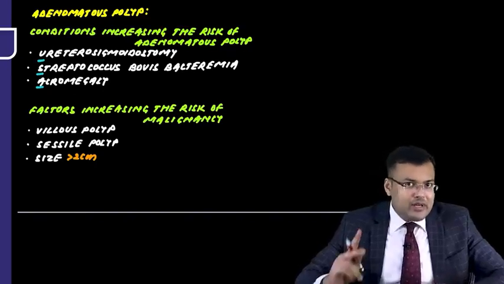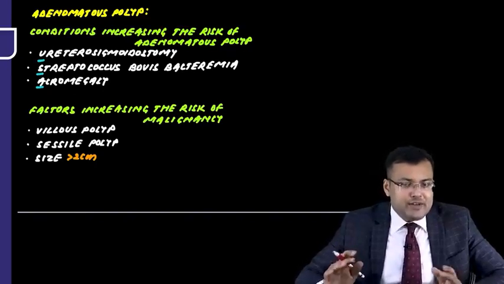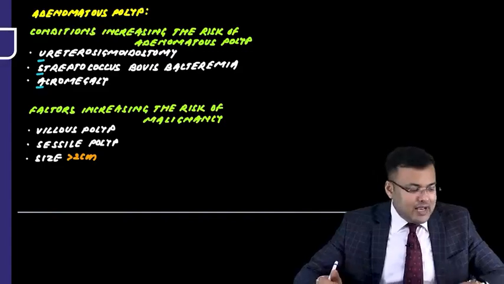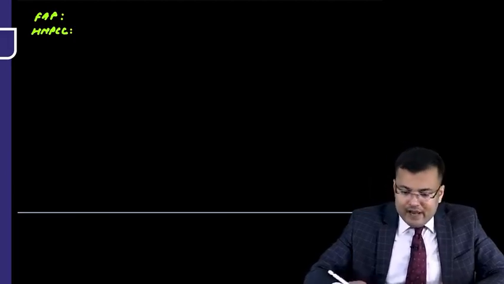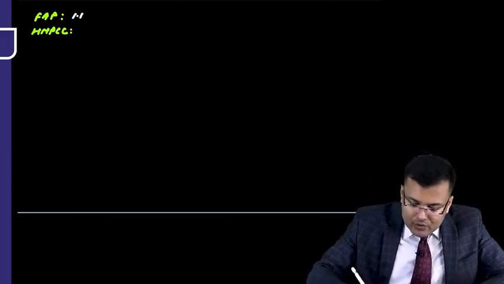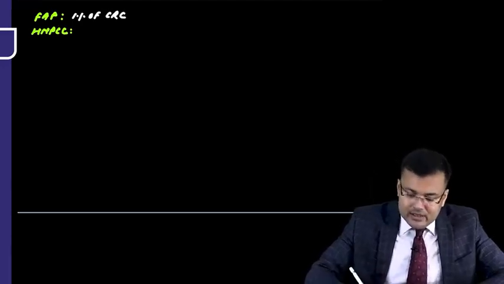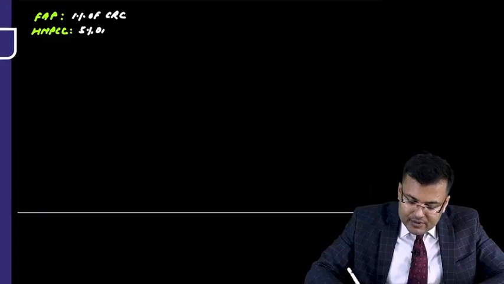Another important point, there are two polyposis syndromes which are frequently asked, associated with adenomatous polyp. One is FAP and second is HNPCC. FAP is responsible for 1% of colorectal cancer in population. HNPCC is responsible for 5% of colorectal cancer in the population.